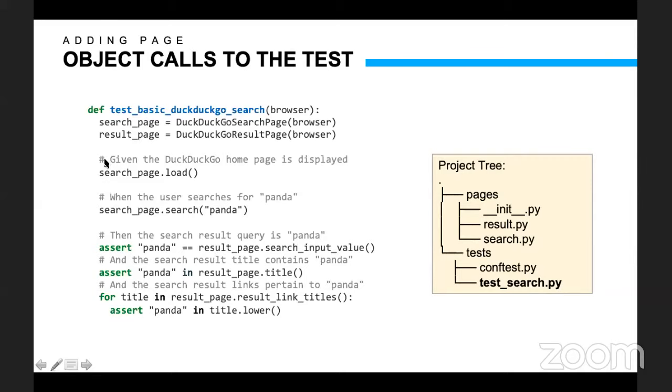So given the DuckDuckGo homepage is displayed, I'm going to say search_page.load. When the user searches for panda, search_page.search(phrase). Then the search result query is panda: assert phrase equals result_page.search_input_value. For the title, assert panda is in the results page title. And finally, for all of my search result links, I'm going to iterate over all of the titles returned by this result page, and then assert panda is in the lowercase version of each of those titles.